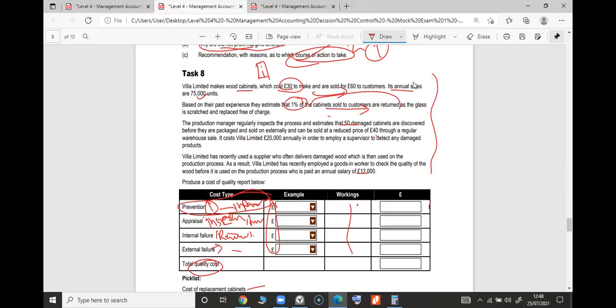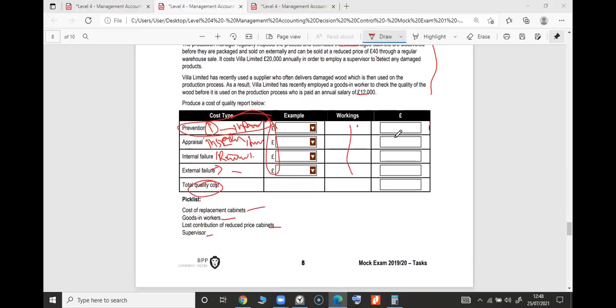So what type of cost can you feel it is? Is it prevention, appraisal, internal failure, external failure? Which one is this? The first one. I already found the first one. Come on, more people, I got only one answer. Yes, 100%, that's true. That is external. It's coming from the customers. External.